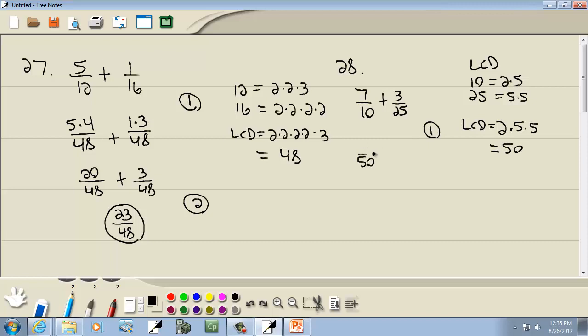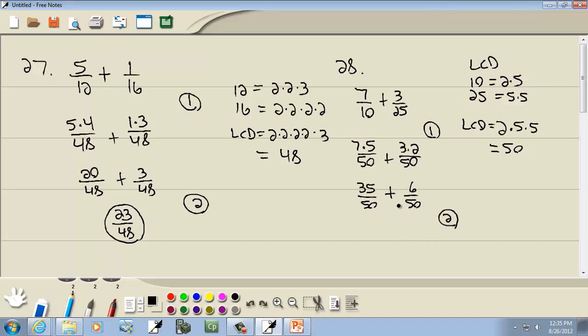So we're going to rewrite each fraction with our new denominator. Now you look at our first fraction, the 7/10. You look at the denominator, 10, and you ask, what did I multiply it by to get the new denominator? Well, I multiplied it by 5. So you have to multiply the top part by 5. On my second fraction here, I multiplied the bottom part by 2, so I have to multiply the top part by 2. So that gives us 35 over 50 plus 6 over 50.